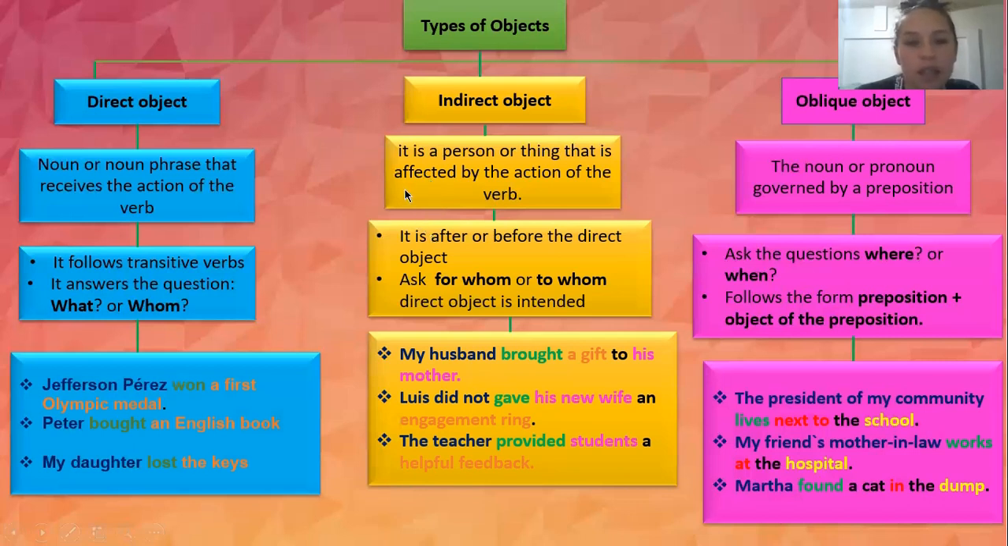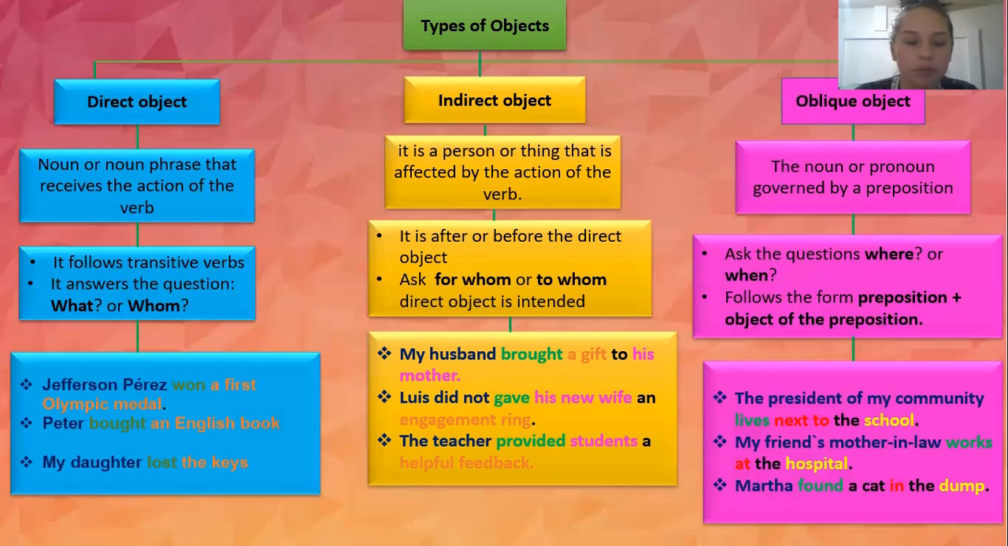The next tip is that you have to ask yourself to whom or for whom. If the sentence tells you the answer to this question, now you have found the indirect object. An extra tip that I want to tell you is that indirect objects are often people or animals, and direct objects are often things.